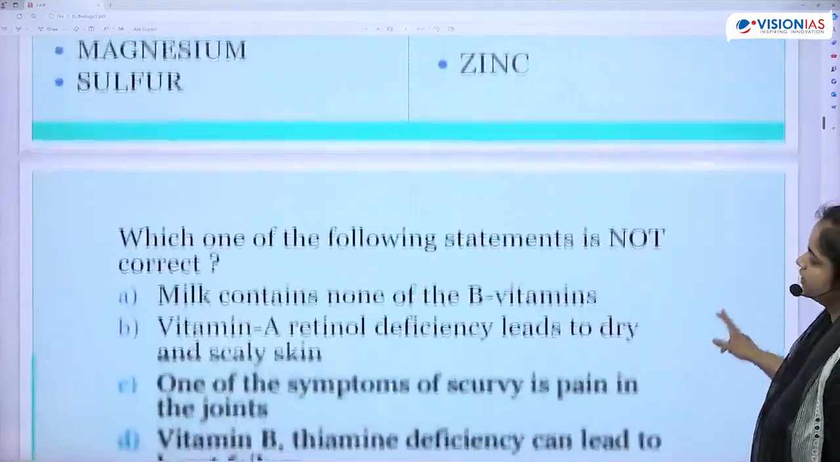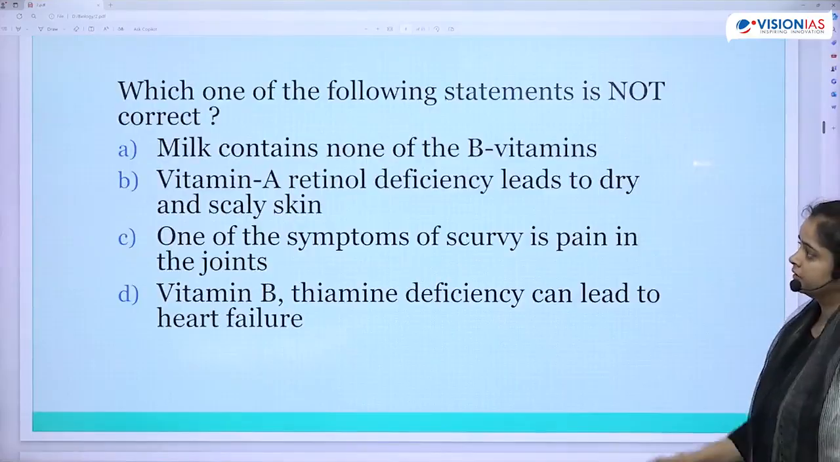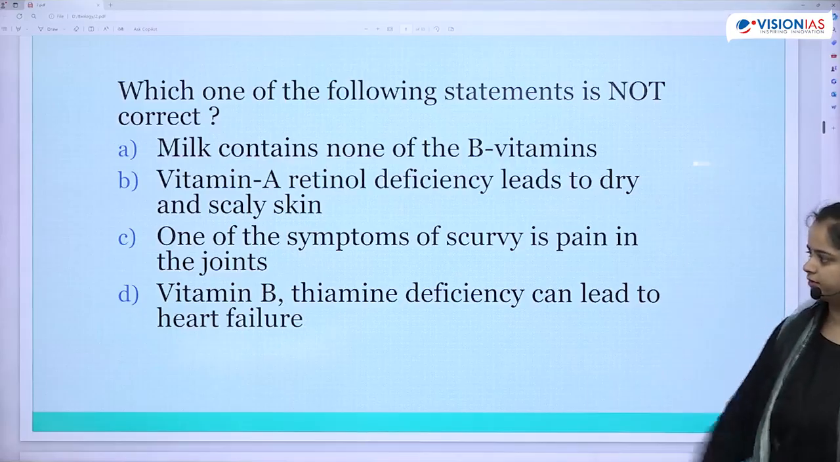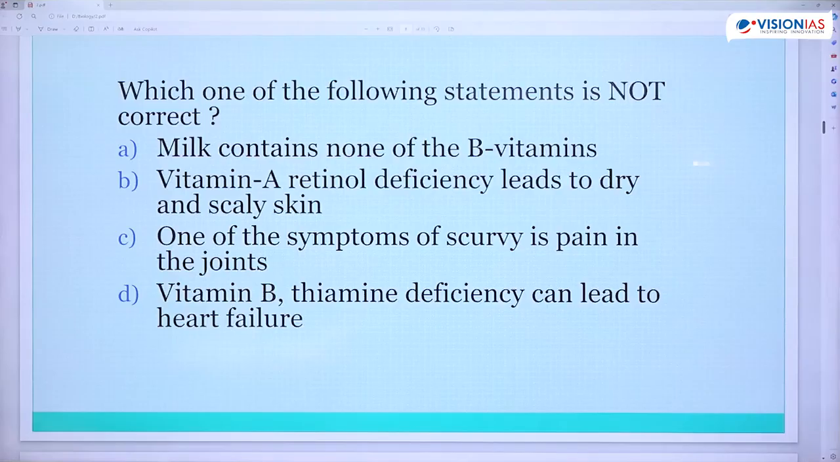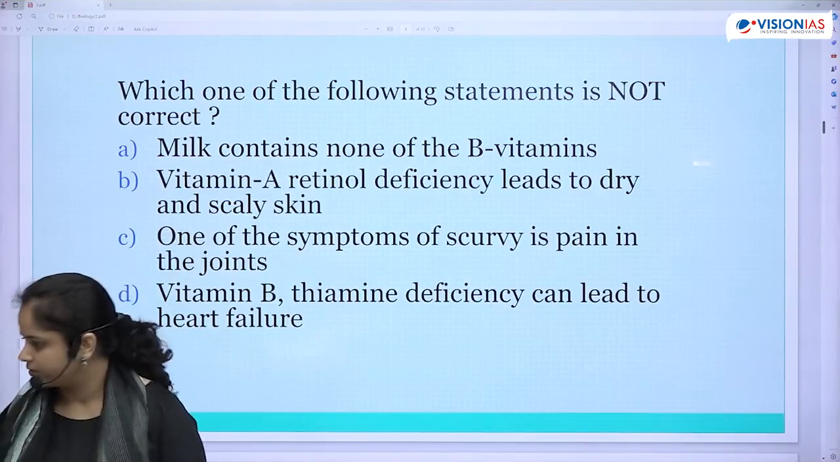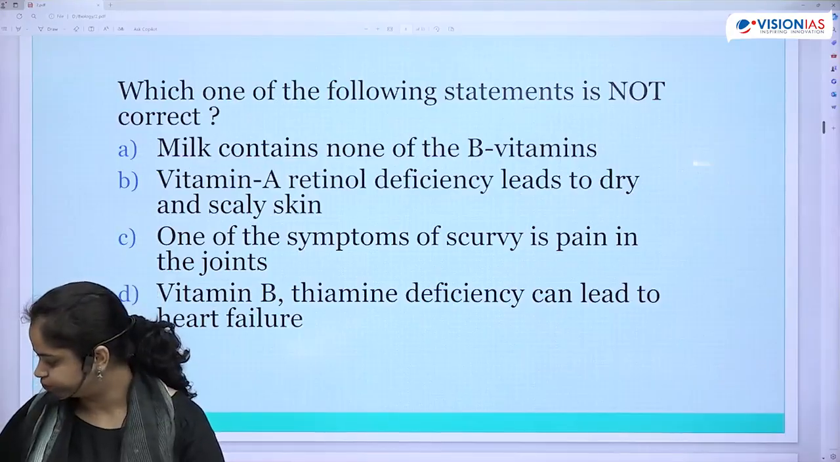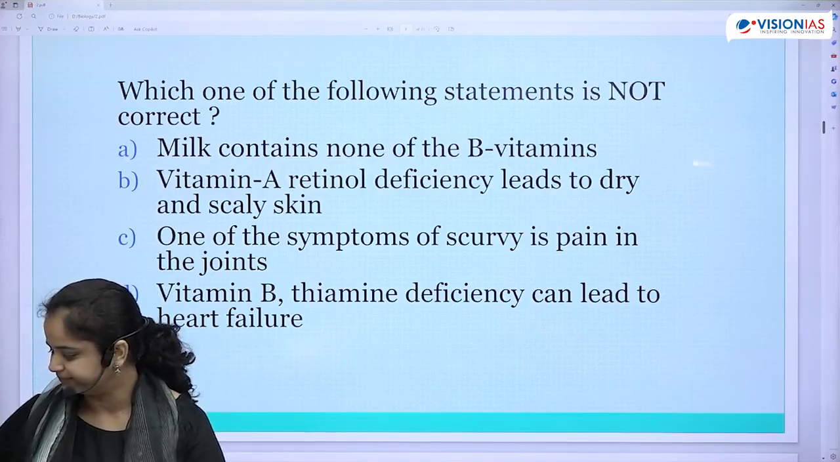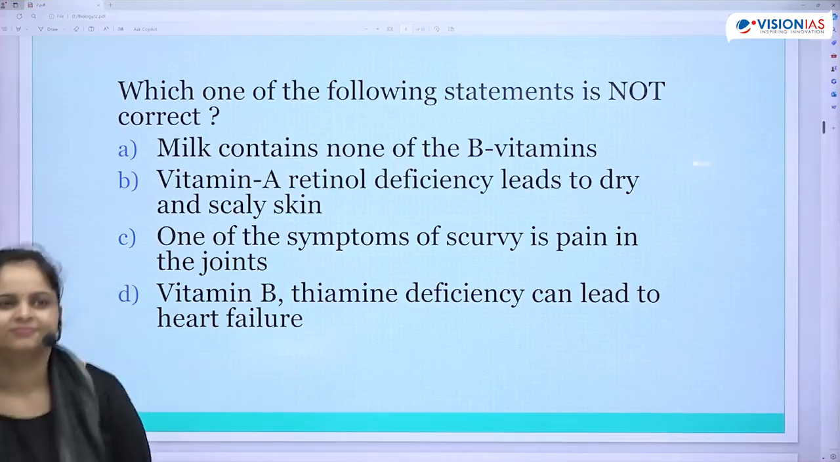Okay. Now there is this one UPSC previous year question which you're going to solve. You can turn your pages, look for all these vitamins and solve the question.